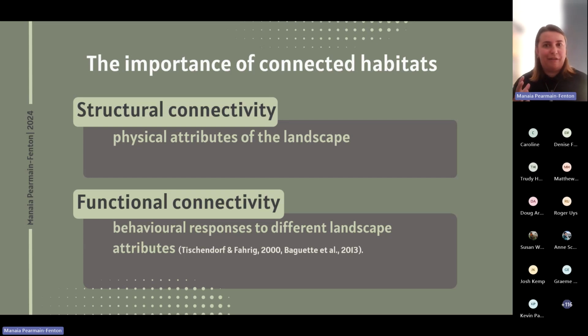Every species is going to have a different distance that they're able to travel over open areas like pasture, and different times that they'll be more or less able to travel through. So habitat corridors' functionality depends on species-specific responses to these habitats and the gaps between them.